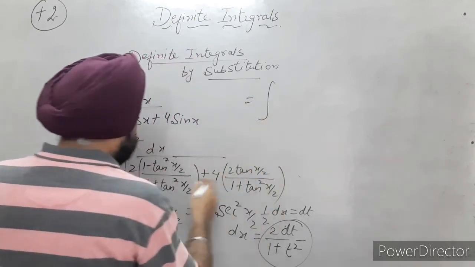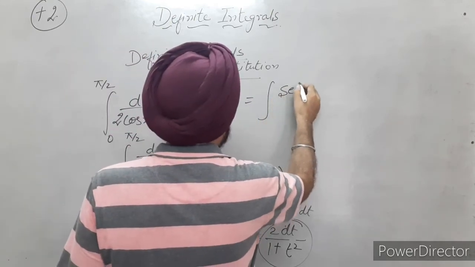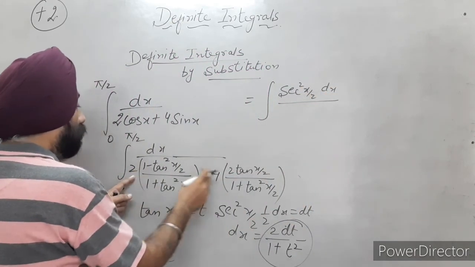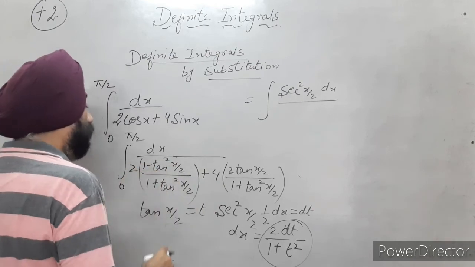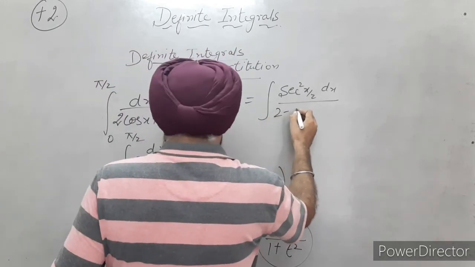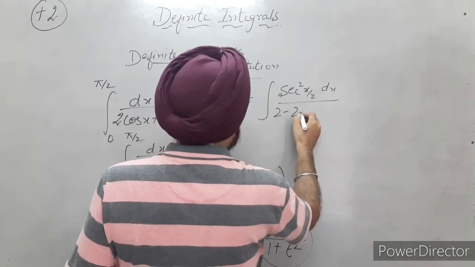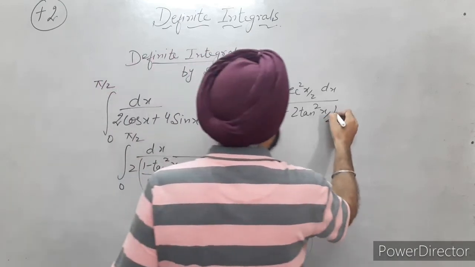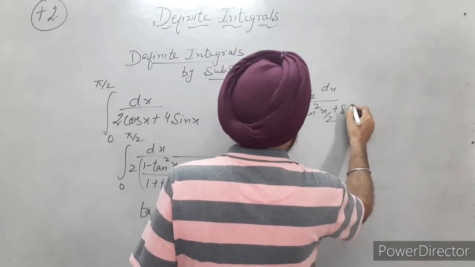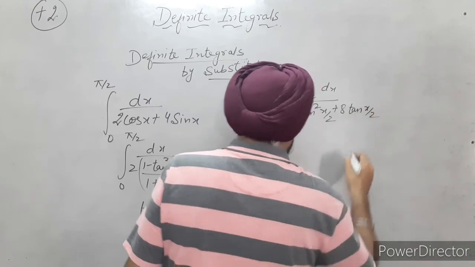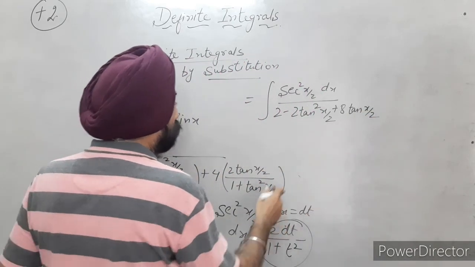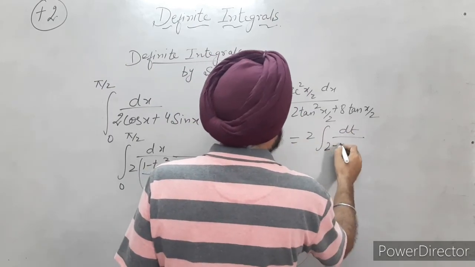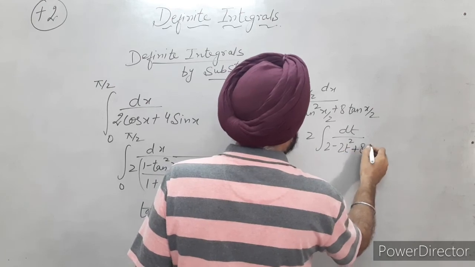Now just put the value in the numerator. If I take the LCM, I get secant square x by 2 dx, and in the denominator I get 2 minus 2 tan square x by 2, plus 8 tan x by 2. Now secant square x by 2 is 2 dt upon 2 minus 2t square plus 8t.